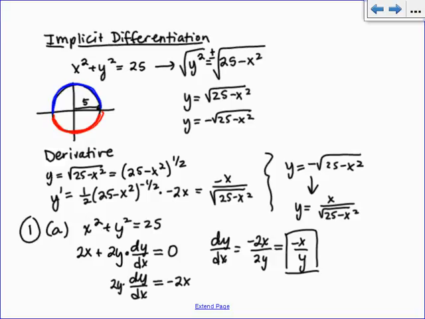But it's a little bit different. We said the derivative of the square root of 25 minus x squared was this. It doesn't look anything like this. What's different?